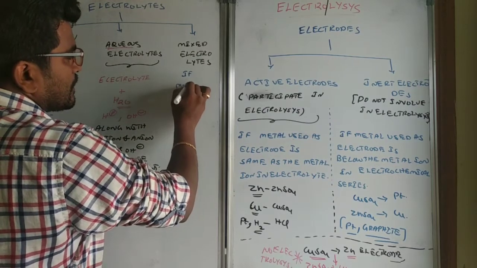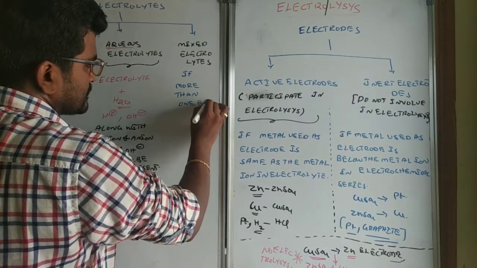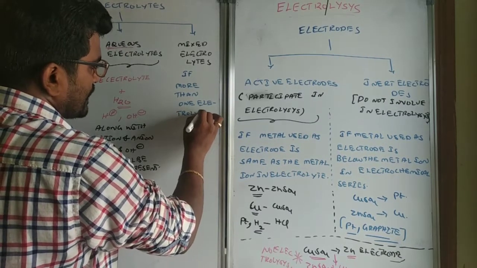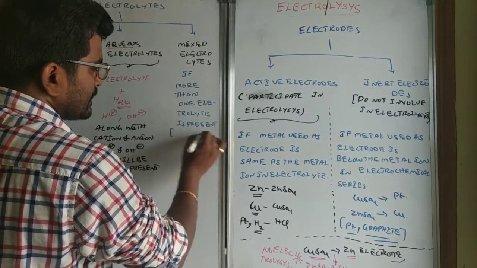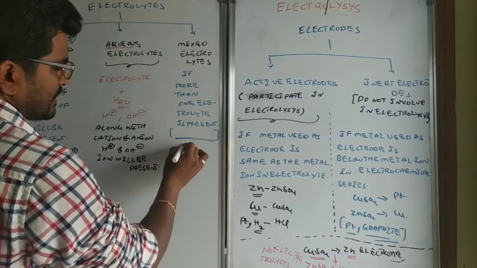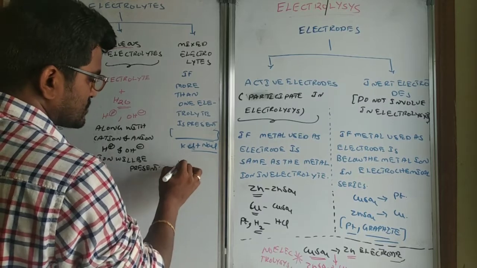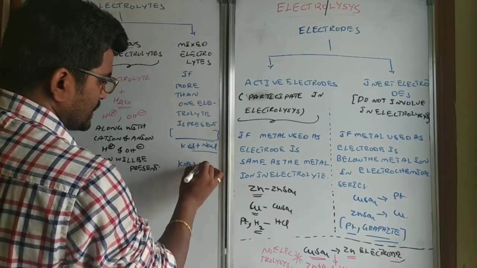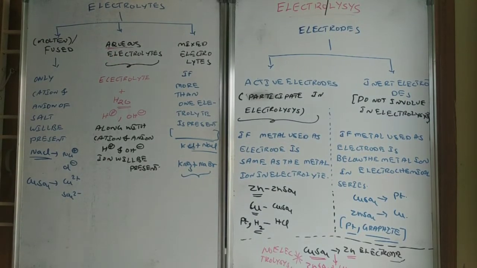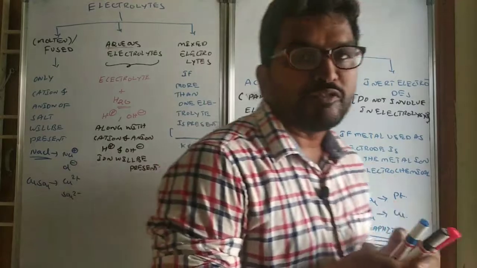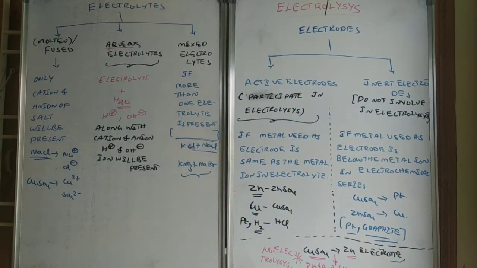And finally, you see mixed electrolyte. If more than one electrolyte is present, then it is known as a mixed electrolyte. If you take KCl and NaCl, that is a mixed electrolyte. If you take KNO3 and NaBr, that is also a mixed electrolyte. Like this, we can classify the electrolytes into different categories: fused electrolytes, aqueous electrolytes, and mixed electrolytes.